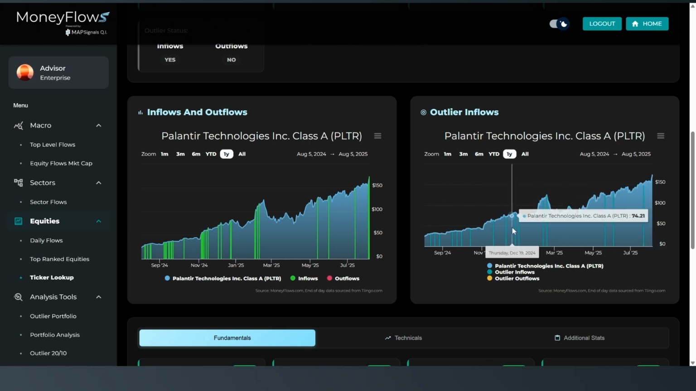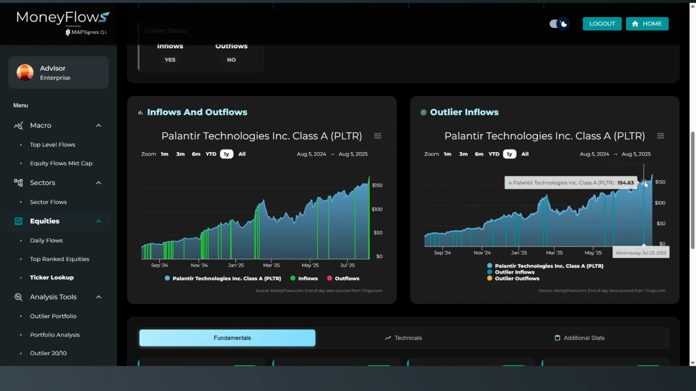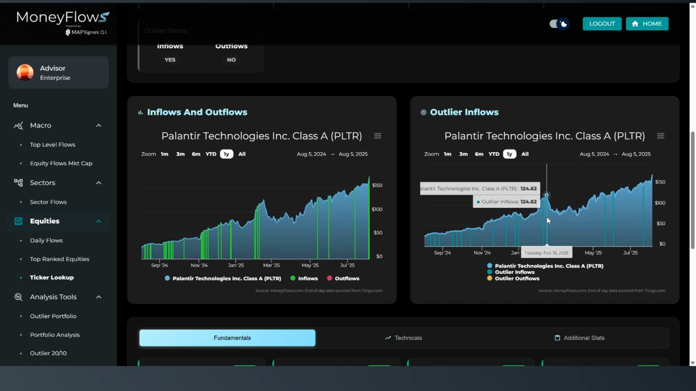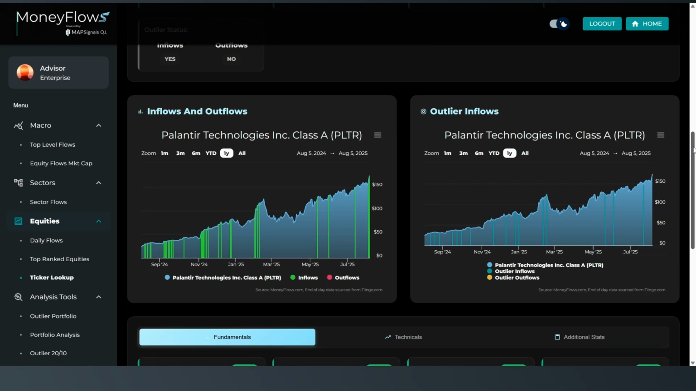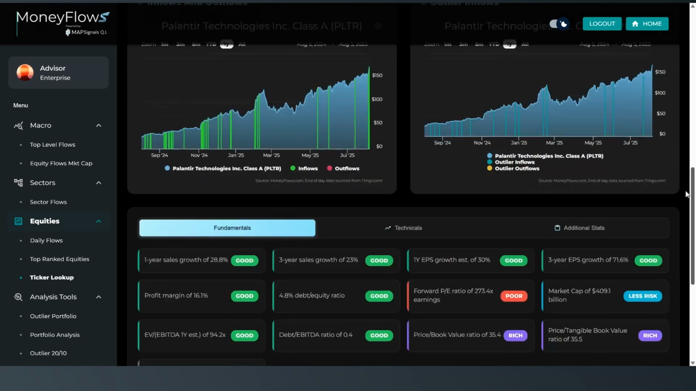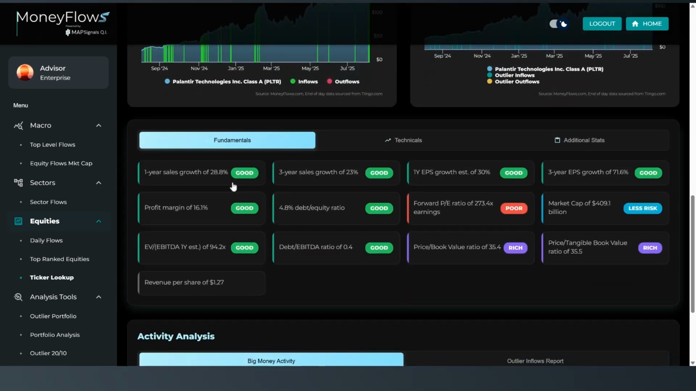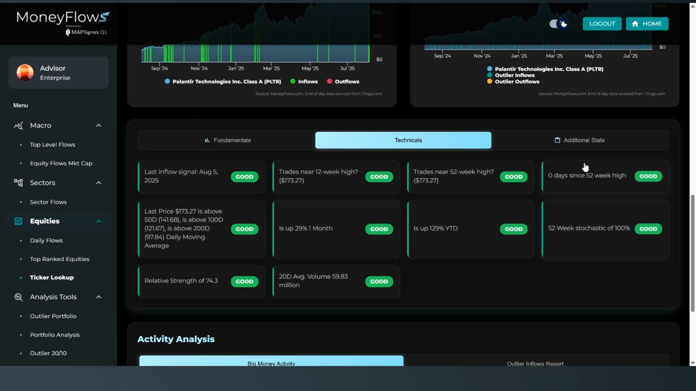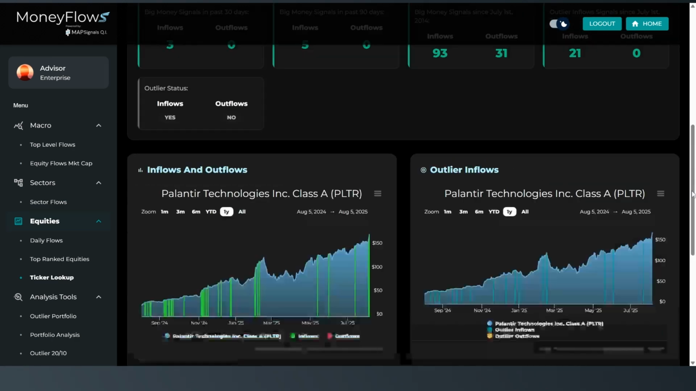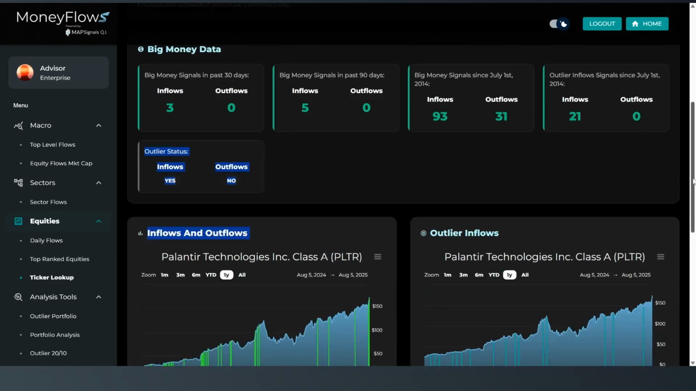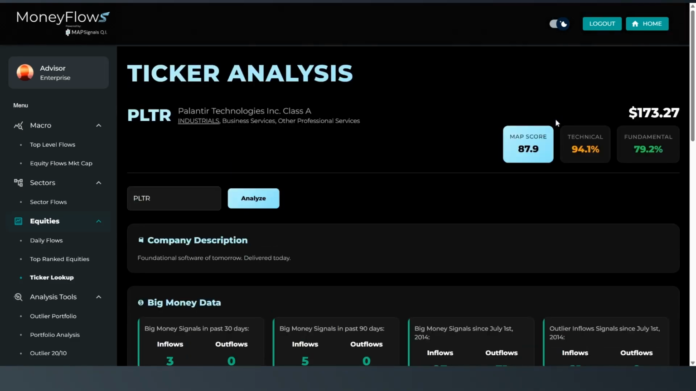Very few companies ever make this list, and very few companies see this recurring flow that continues to lift this stock higher and higher. Palantir is an outlier. We're trying to find these companies early, before the crowd is excited. You come down here, you can see some metrics on a fundamental basis of what we grade well and not so well, technicals as well, and then also there are some additional stats.